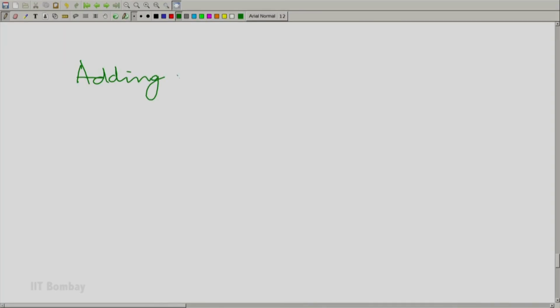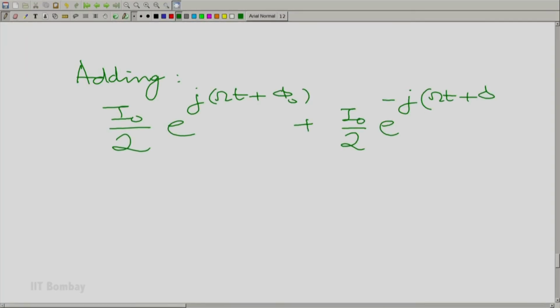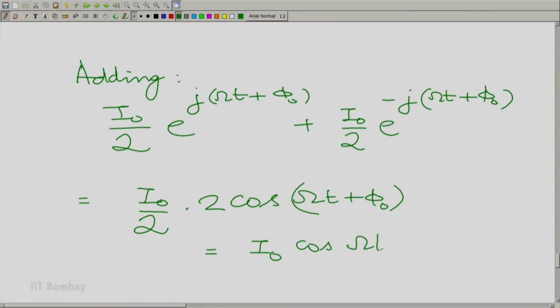Simple. Now, when we add these two complex numbers, notice that they are complex conjugates. And lo and behold, when you add these two rotating complex numbers, it gives you back the original sinusoid, all on the real axis. So, essentially you could think of a sinusoid as a combination of two rotating complex numbers, rotating in opposite directions with the same magnitude and opposite starting angles.